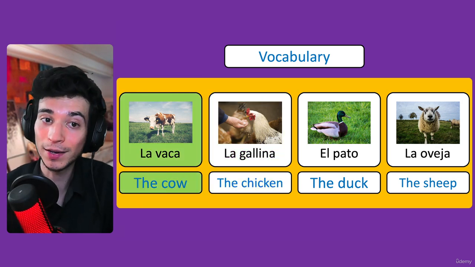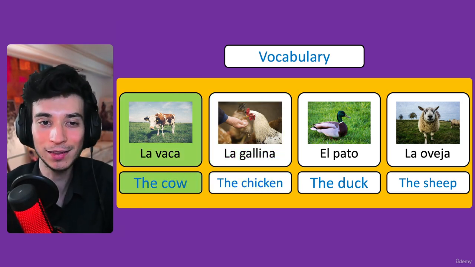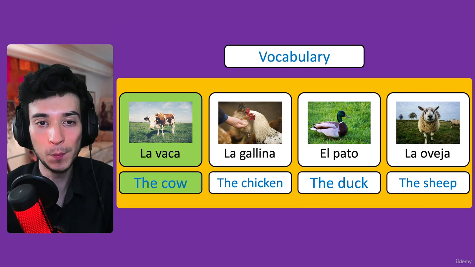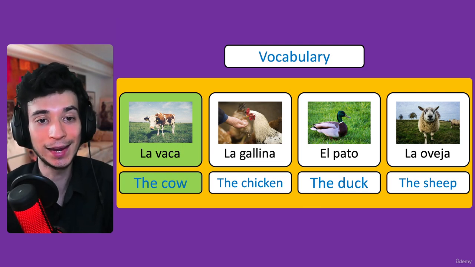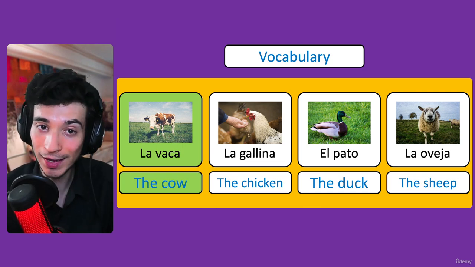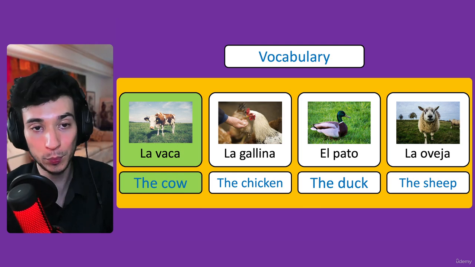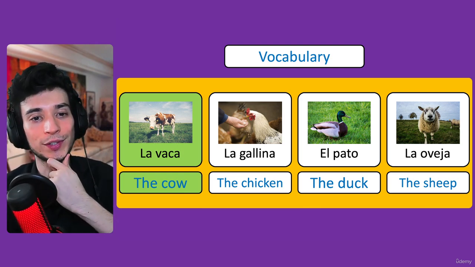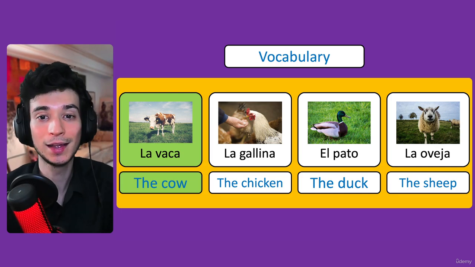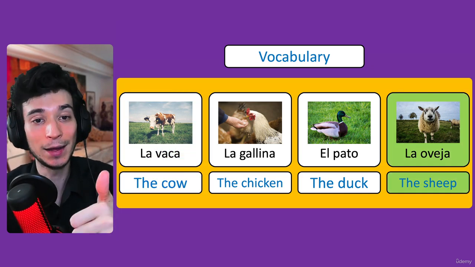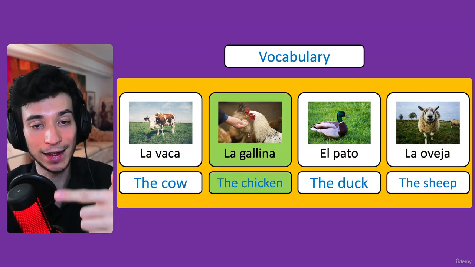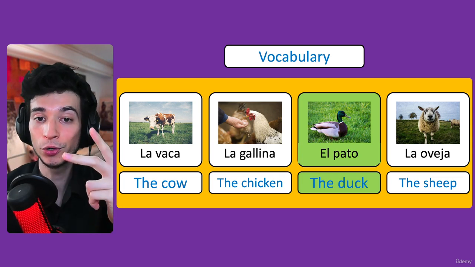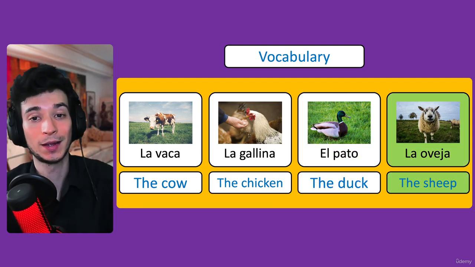La vaca for the cow. When it comes to a male cow, that actually means a bull. So we would say el toro. The male, the bull. Because I think there are no male cows. They're bulls. El toro. The bull. Okay. La vaca. La gallina. El pato. La oveja.